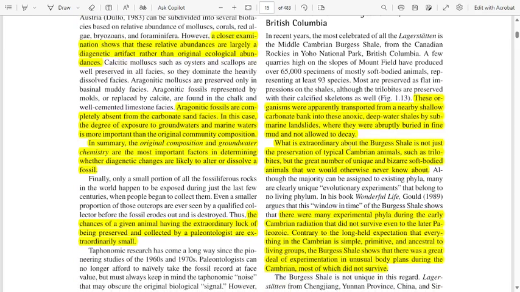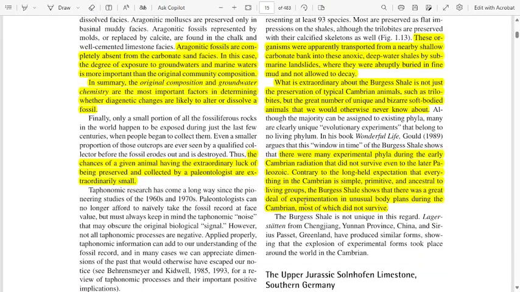Finally, only a small portion of all the fossiliferous rocks in the world happen to be exposed during just the few centuries when people began to collect them. An even smaller proportion of those outcrops are ever seen by a qualified collector before the fossil erodes out and is destroyed. Thus, the chances of a given animal having the extraordinary luck of being preserved and collected by a paleontologist are extraordinarily small. Taphonomic research has come a long way since the pioneering studies of the 1960s and 1970s.